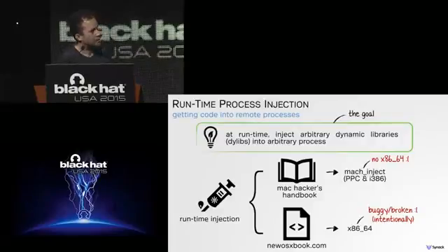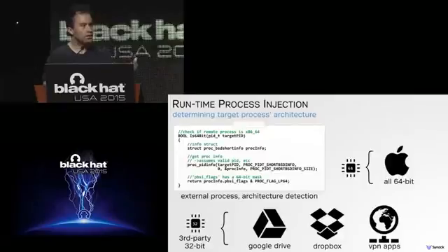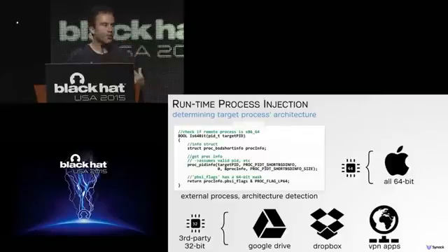Now, the reason I want to talk about this is the public samples that are out there are either a little outdated or they're intentionally broken. So let's talk about exactly how we can do runtime process injection. The first thing is you have to know the architecture of the target process. This is operationally very important. If you try to inject 64-bit code into a 32-bit process or vice versa, this is going to end horribly. Most people don't talk about this, but practically this is a very important step.